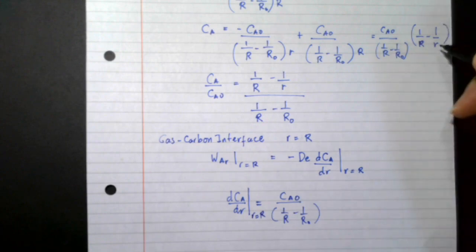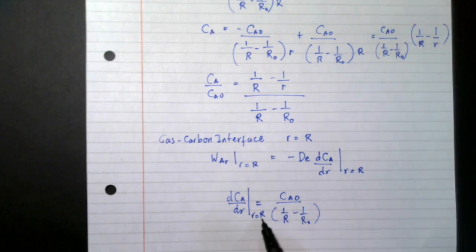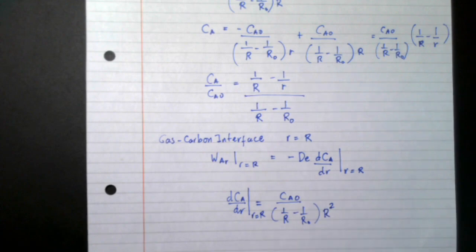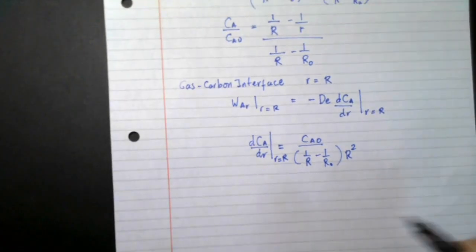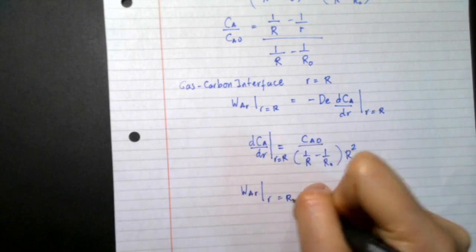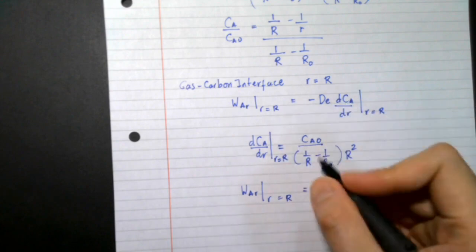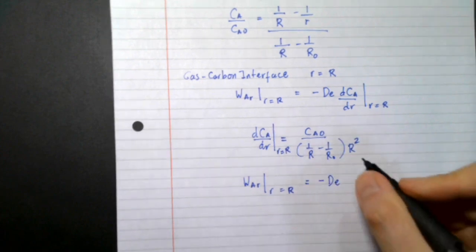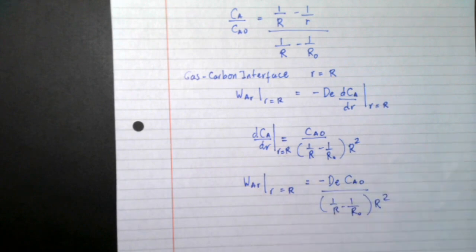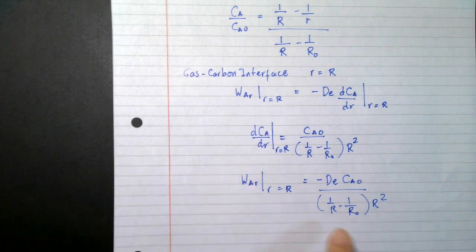Okay, so we'll take the derivative of this. The derivative of negative 1 over small r is positive 1 over r squared. But we will change small r to capital R because we are taking the derivative at r equal to R. So we can write R squared here. So the flux of A in the radial direction at r equal to R, we just substitute this into this expression. So we have negative of the diffusivity times C_A0 divided by 1 over R minus 1 over r0, times R squared. We will need this later when we write our balance for the carbon.